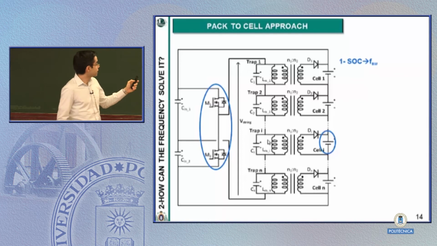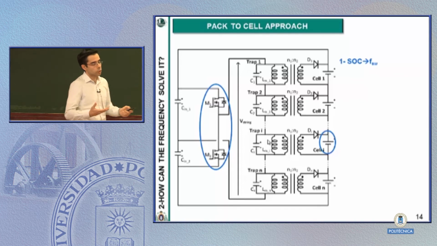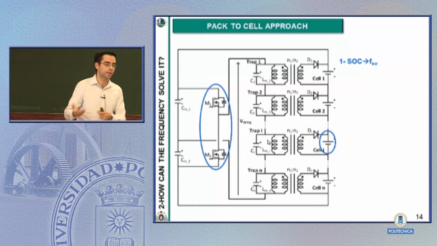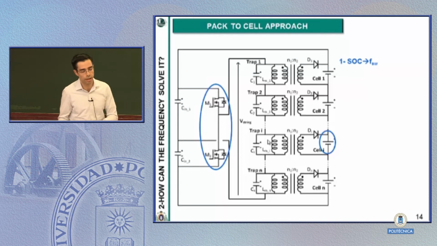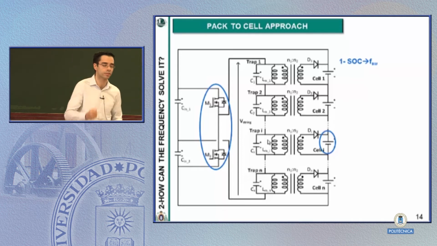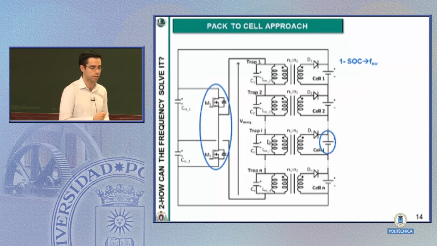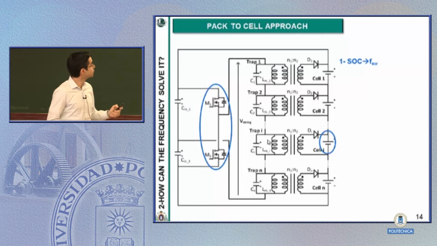First of all, the control stage detects which is the cell with the lowest amount of energy, with the lowest state of charge, with the lowest voltage. It's not the topic of this presentation. And it will define the switching frequency of the MOSFETs of the half-bridge converter according to this. So I'm selecting one of the traps. One of the traps is going to withstand all the voltage applied to the string. In this case, as before, trap I and cell I.